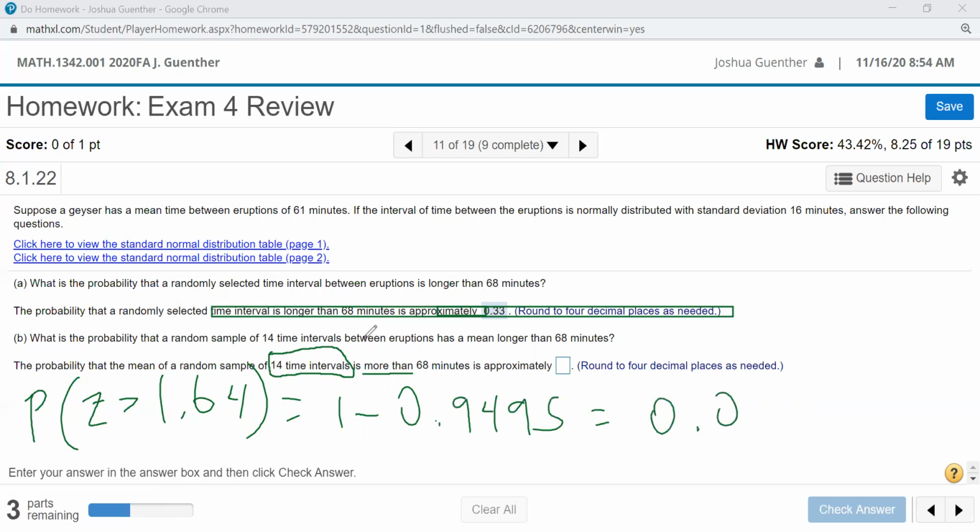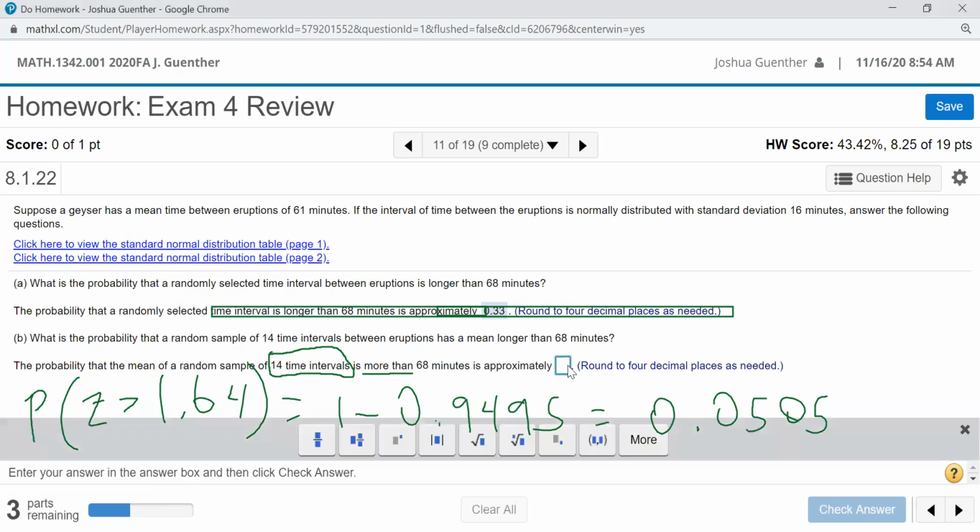Which I think is going to be this, but I'm going to double check. It is. I should have more confidence in myself.